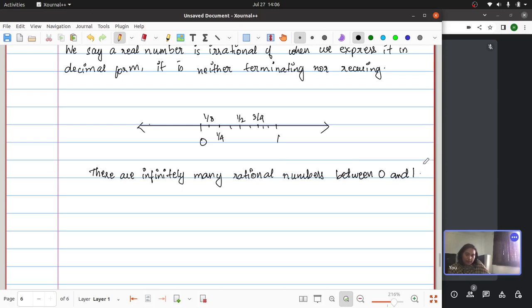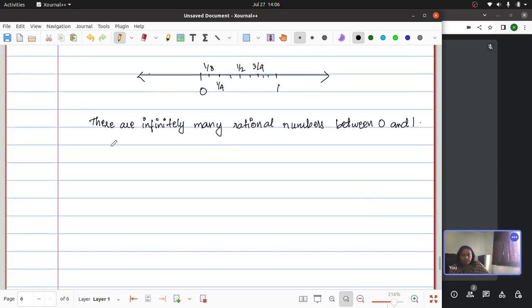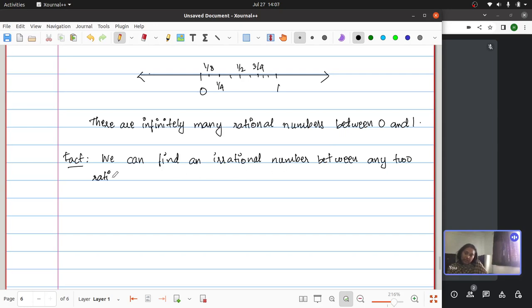And 1, and you can take it as a fact that we can actually find an irrational number between any two rational numbers. So we can find an irrational number between any two rational numbers.